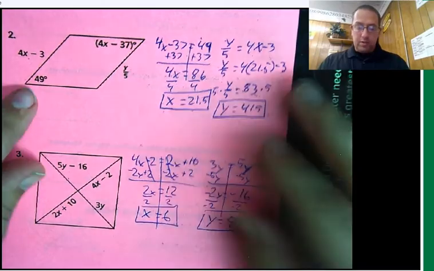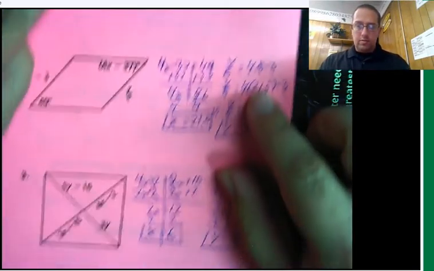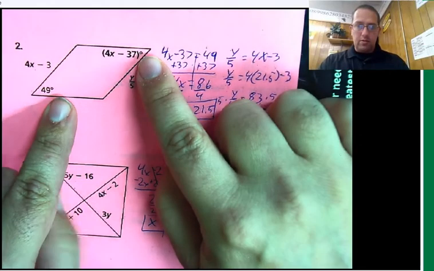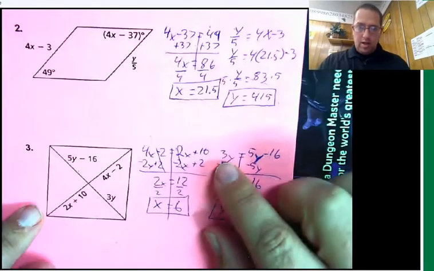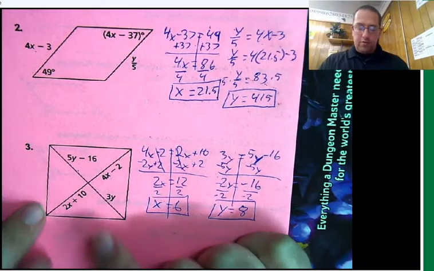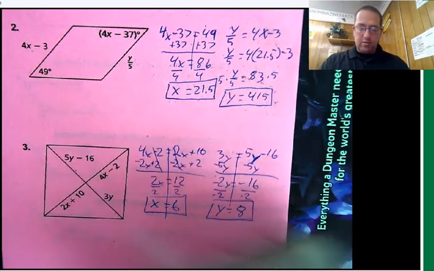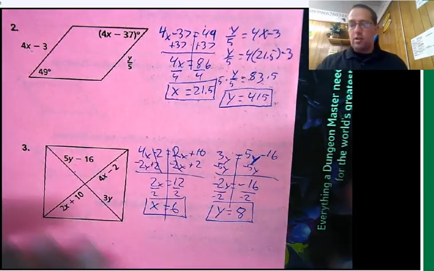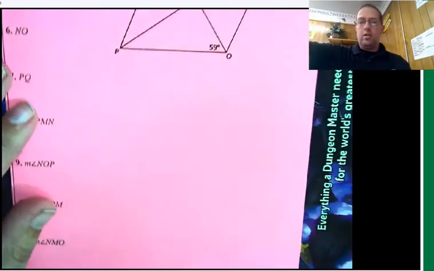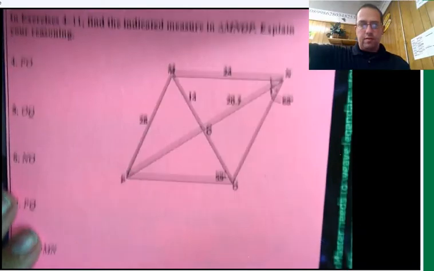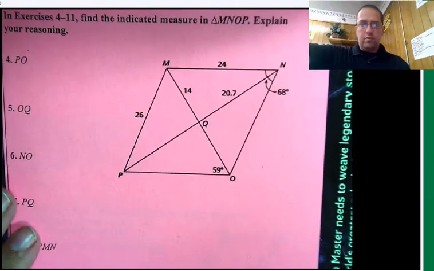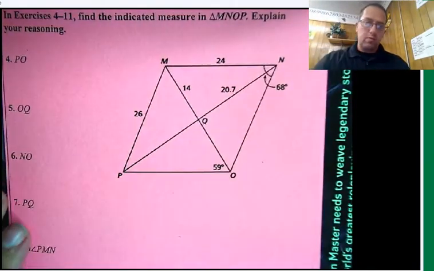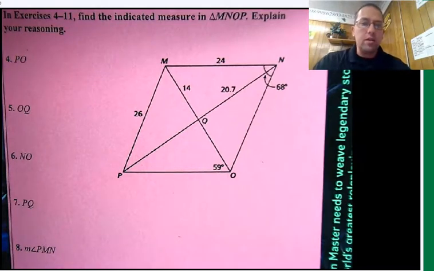Remember, opposite sides are congruent. Opposite angles are congruent. And the diagonals cut each other in half, which means both sides of these are congruent. So we're just setting stuff equal to each other. That's not a big deal. Pretty simple stuff. All right, let's take a look at the back of this. Have to be moving stuff up and down and up and down. That's annoying, but whatever. All right, let's see.